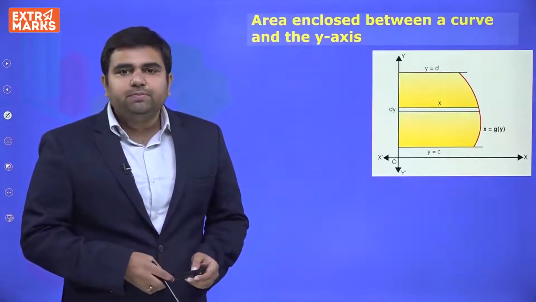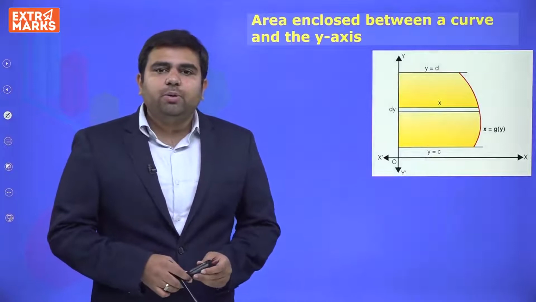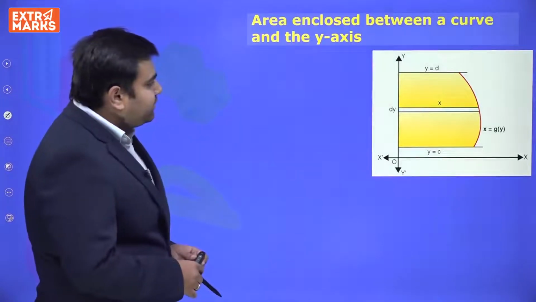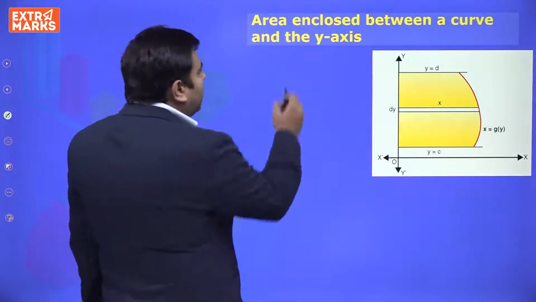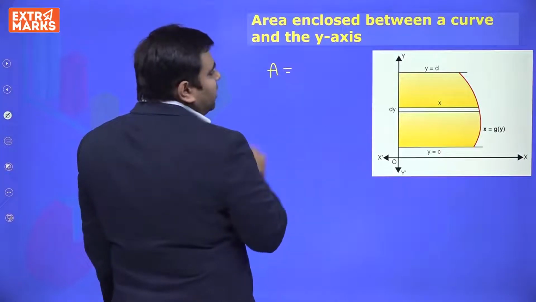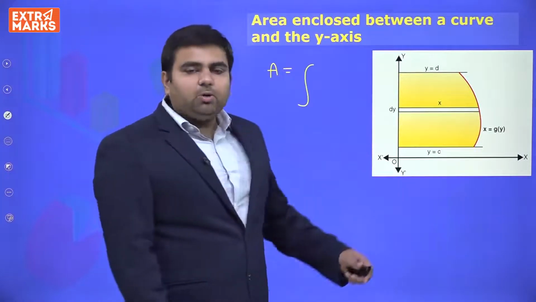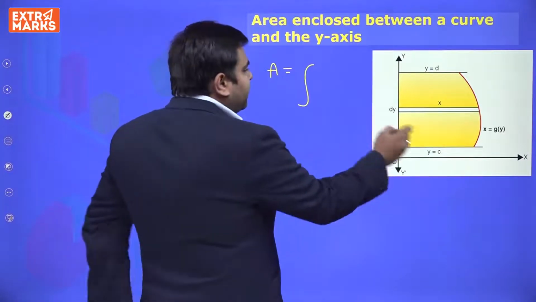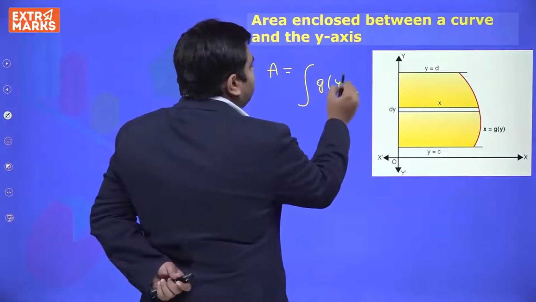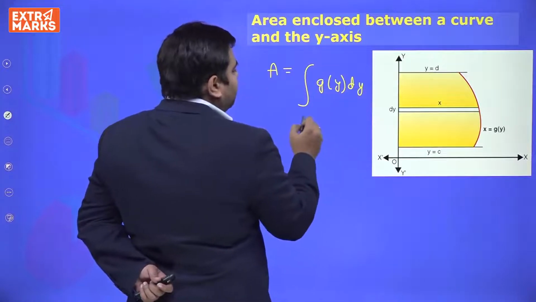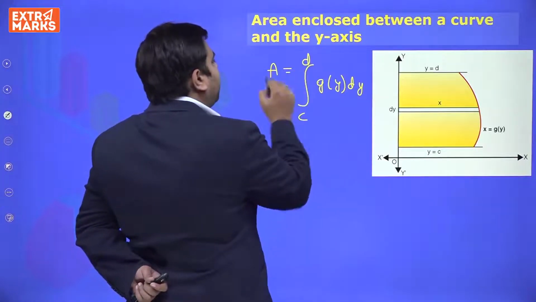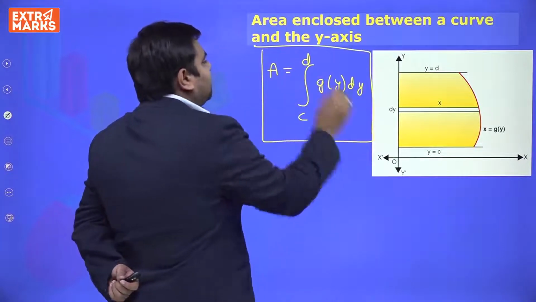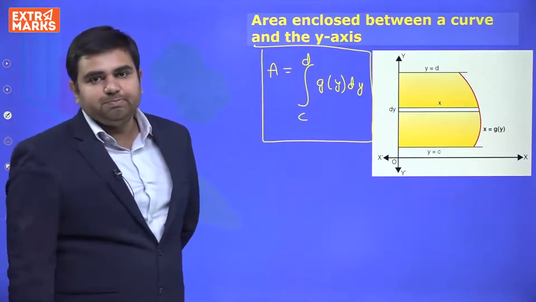Let's move ahead. Area enclosed between a curve and the y-axis. Although I have already discussed this, I will explain it once again. Earlier we were calculating the area with respect to x-axis, now we are calculating with respect to y-axis, and area is the integral of g of y dy between y equal to c and y equal to d. This is the area, right?